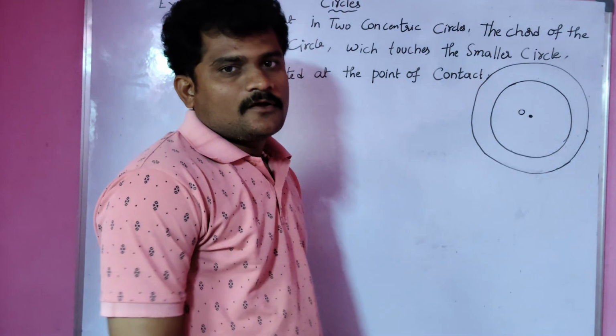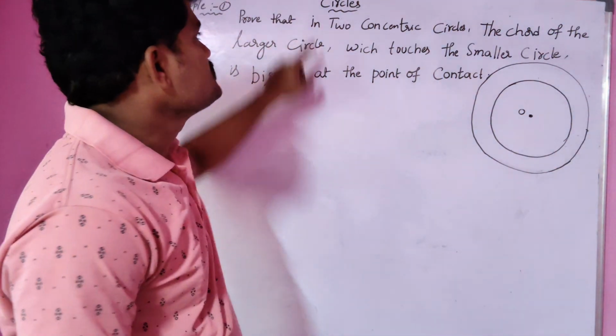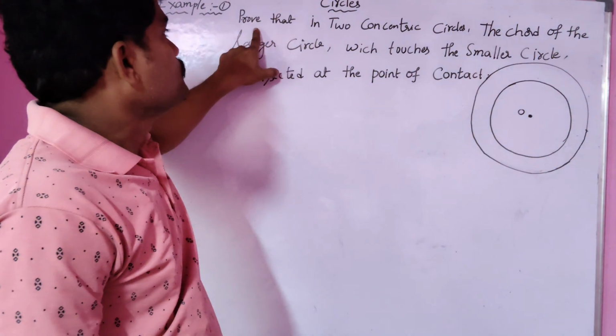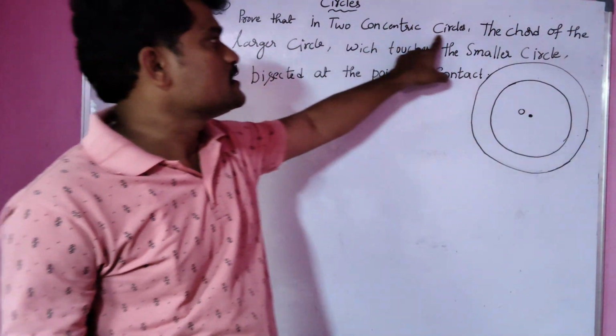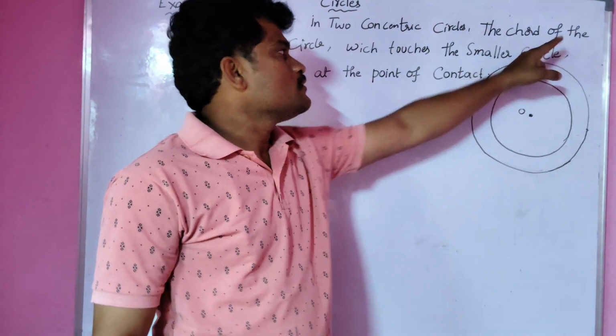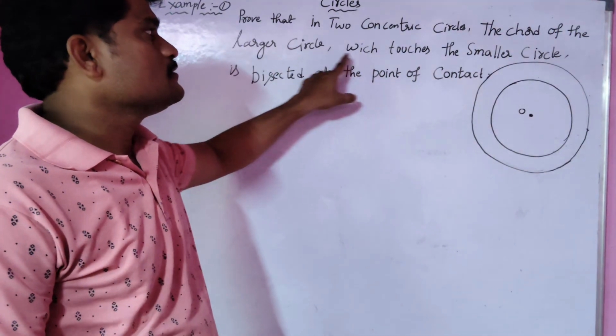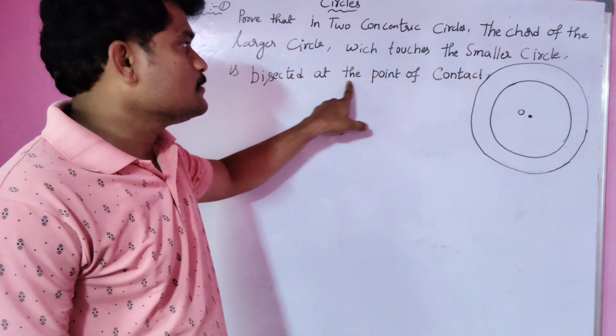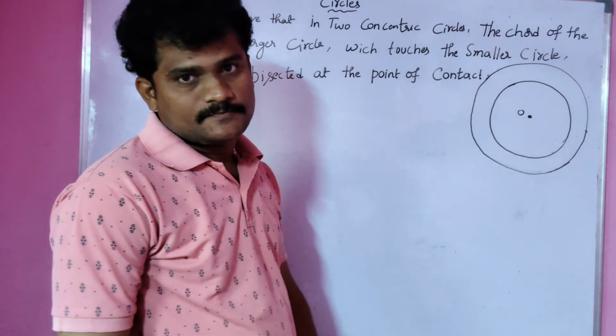Hi. Today's theorem in circles lesson. Example 1. Prove that in two concentric circles, the chord of the larger circle which touches the smaller circle is bisected at the point of contact.